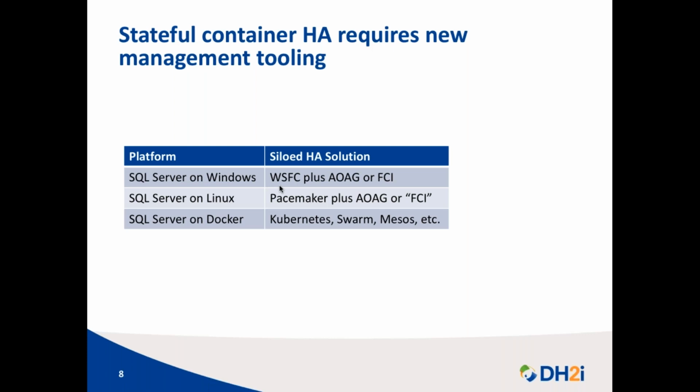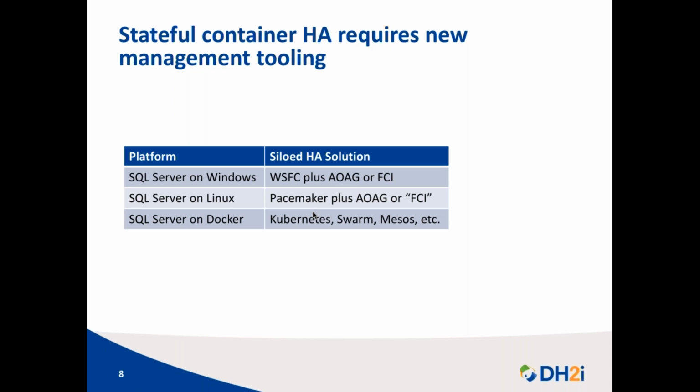And then you can layer on top of that an Always On availability group or a failover clustered instance. I put FCI in quotes here because it is a little bit different from a typical Windows Server failover clustered instance, because you are configuring it with Pacemaker. Okay, so two very different HA solutions for those two different platforms.